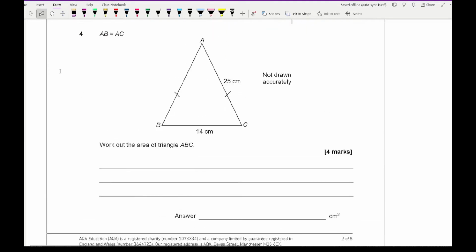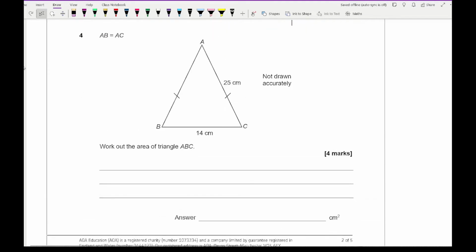So then moving on to question 4, it says that AB is equal to AC. So here we've got an isosceles triangle, and it says to work out the area of the triangle. Now to work out the area of a triangle, there's 2 formulas you can use. The area of a triangle can be worked out by doing base times height divided by 2, or half base times height, or we can use a half AB sine C. Now it depends on whichever method you want to choose. So let's work with working out the height.